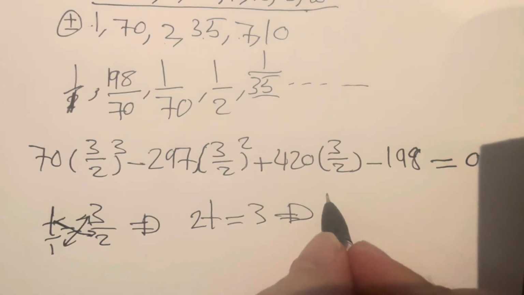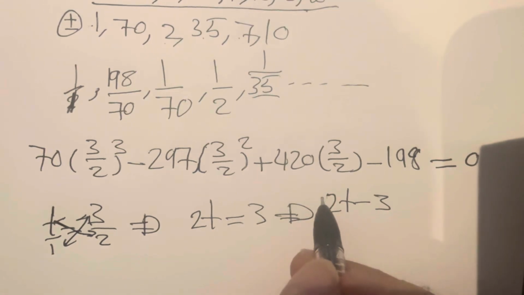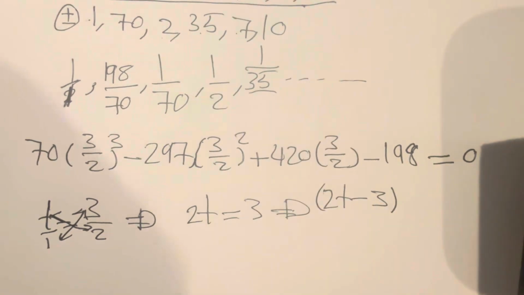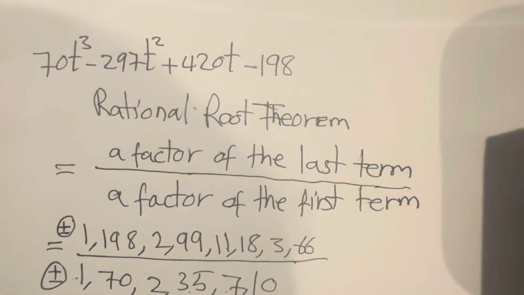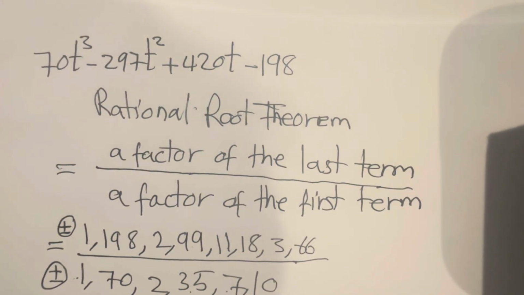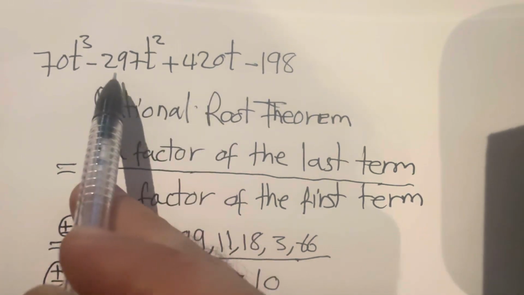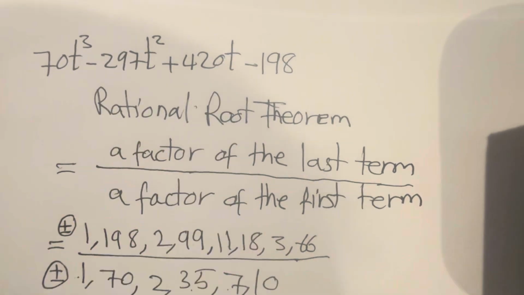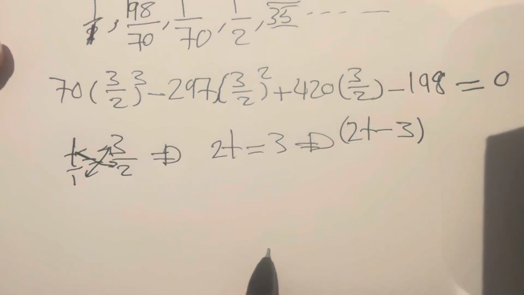Then we get 2t minus 3 is one of the roots. So if we find one of the roots, then we can divide the whole equation by it using long division. We will get a quadratic. Let's do it. Let's do a long division.